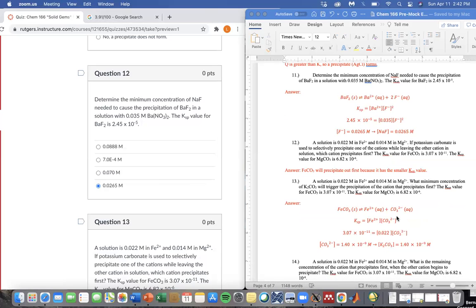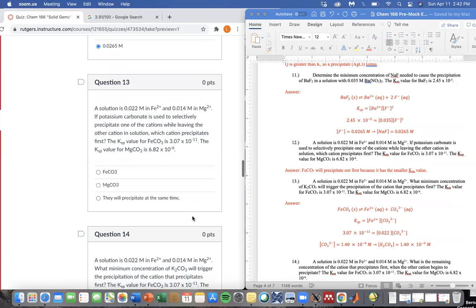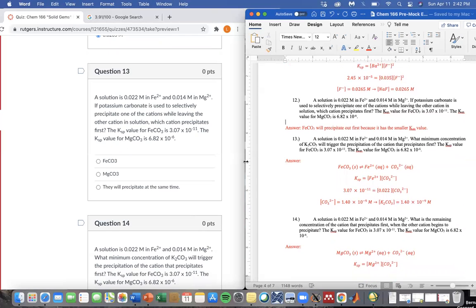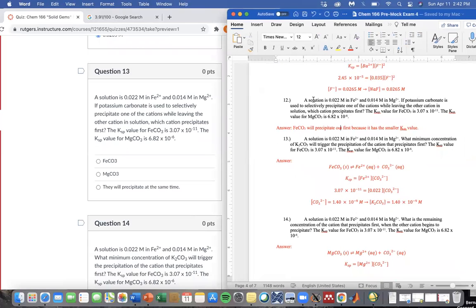So that's really important for the next questions that I look at here. I don't know if you guys did this in lecture. Have you guys done selective precipitation? These kinds of problems where you have a solution with different compounds in it, and then you can precipitate one out before you precipitate another one out.